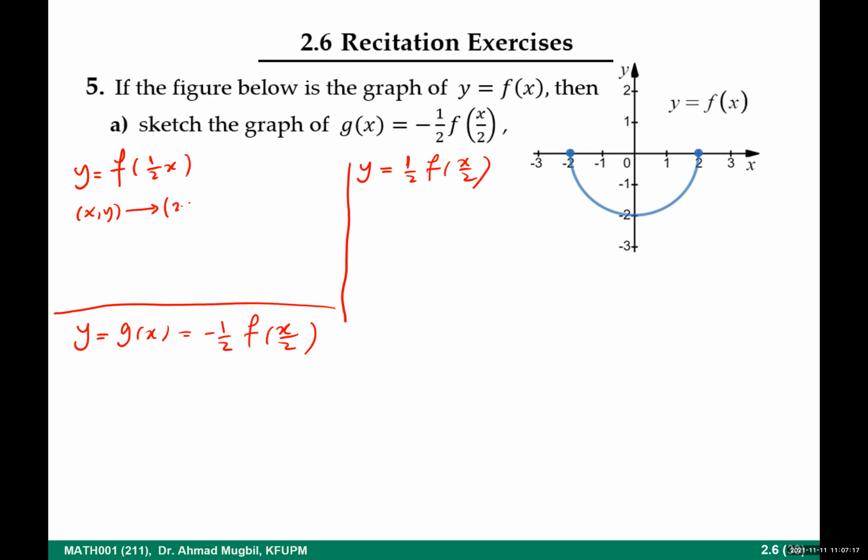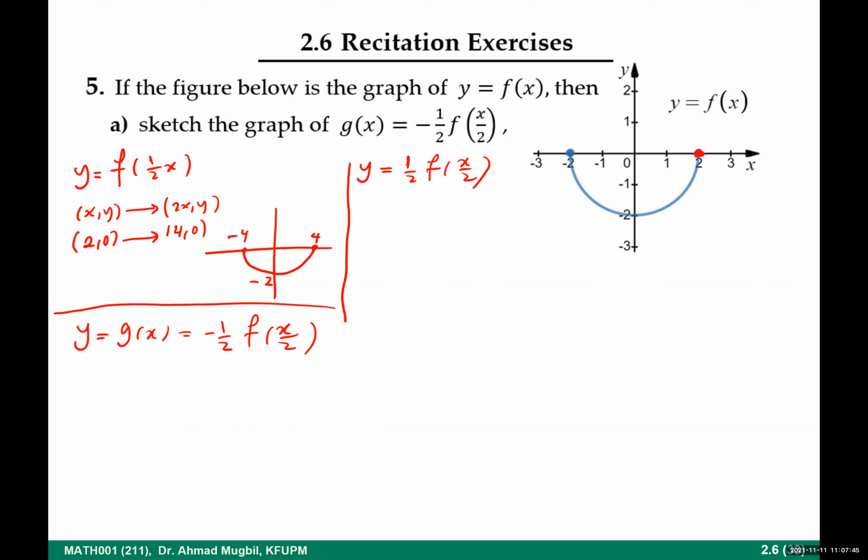and y. For instance, take a point like 2. This point is what? 2 and what? 2 and 0. What will it be? 4 and 0. So the new graph will be like this. According to this transformation, the new graph will be from 4 to -4.